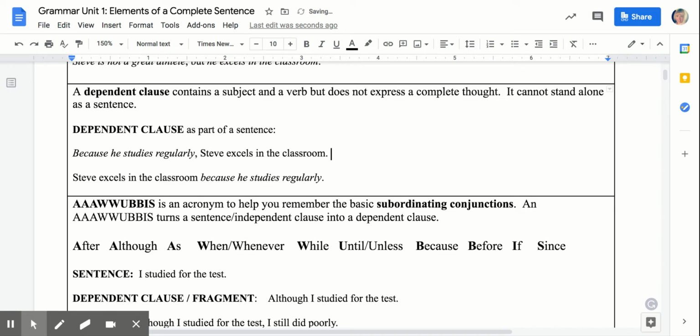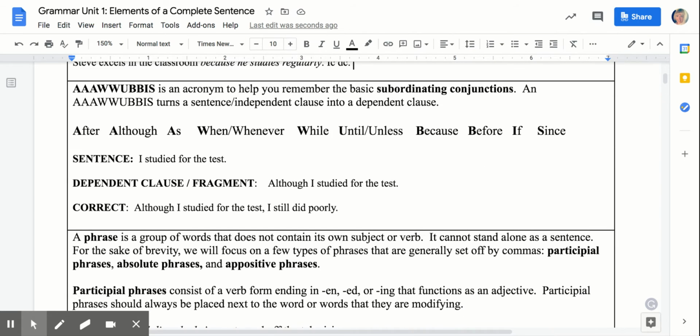So, two ways that we can use DCs. We can have DC, comma, IC, okay, or we can invert that structure and we can have IC, DC. Okay. So Steve excels in the classroom because he studies regularly. When we end a sentence with a dependent clause, we don't need a comma. But when we begin a sentence with a dependent clause, we do need a comma.